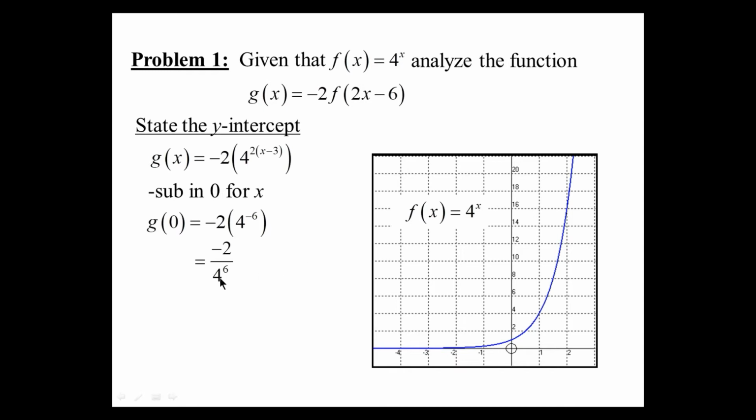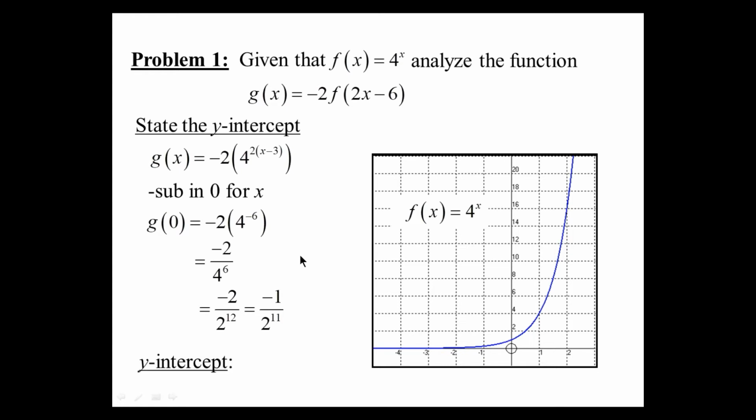And now you might have some fun with it. 4 is 2 squared, so this is 2 to the 12 on the bottom. 2 squared to the 6 is 2 to the 12. And so take this and divide top and bottom by 2, and we have negative 1 over 2 to the 11. And so that would be our y-intercept, which is pretty close to 0, because 1 over 2 to the 11 is like 0.05 or something. Let's find out.